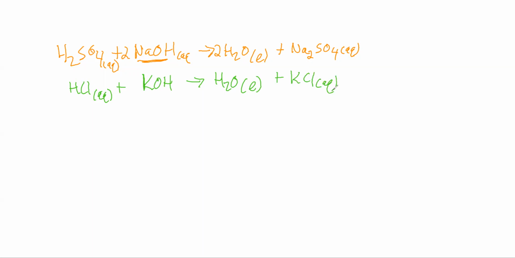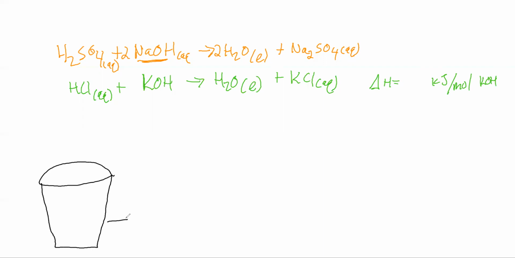And so what we're trying to find out for this reaction is this delta H: how many kilojoules of heat does it release or require per mole? And then specifically, we're going to look for per mole of KOH that's neutralized or dissolved. Now, we're going to do this by using some calorimetry. So that means that we're going to have a container, right, our calorimeter.